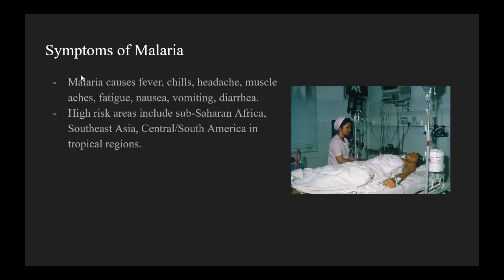And then here are some symptoms of malaria, because sometimes they'll give you a case study. They'll give you a description of a patient, with all the symptoms and the exposures, where they've been, etc. And then they'll ask you which of the microbes or agents is responsible for the disease. So for malaria, the symptoms are fever, chills, headache, muscle aches, fatigue, nausea, vomiting, diarrhea, etc. And the high-risk areas are in tropical regions, like sub-Saharan Africa, Southeast Asia, and Central and South America, basically where a lot of mosquitoes are, right?